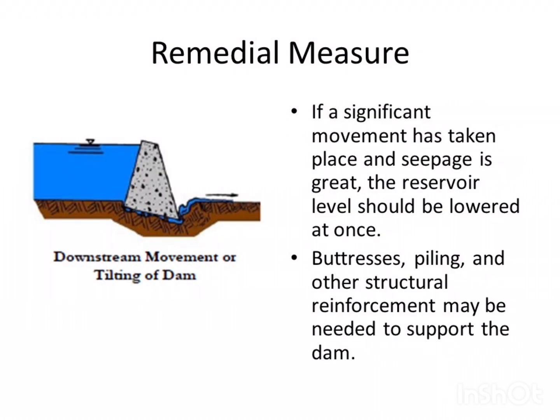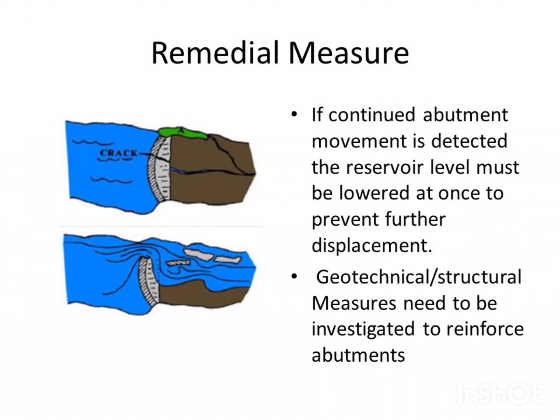Remedial measures. If significant movement has taken place and seepage is great, the reservoir level should be lowered at once. Buttresses, piling, and other structures may be needed to support the dam. So you can see here that due to the foundation settlement, the dam has tilted and there is a seepage of water from the toe end of the dam. So in this case, the water level has to be reduced in the dam.